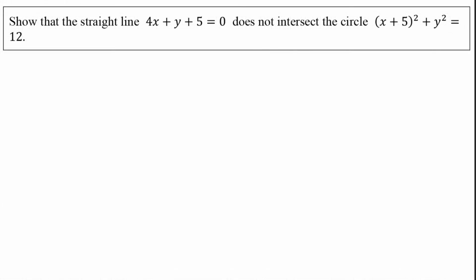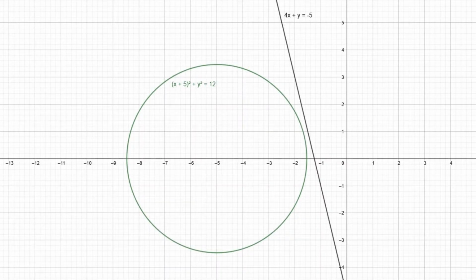The next question asks us to show that the straight line 4x + y + 5 = 0 does not intersect the circle (x + 5)² + y² = 12. Here's a graphical representation of that situation. We can see that there's not a lot in it. The line nearly touches the circle, but not quite. But how can we prove that they do not intersect?